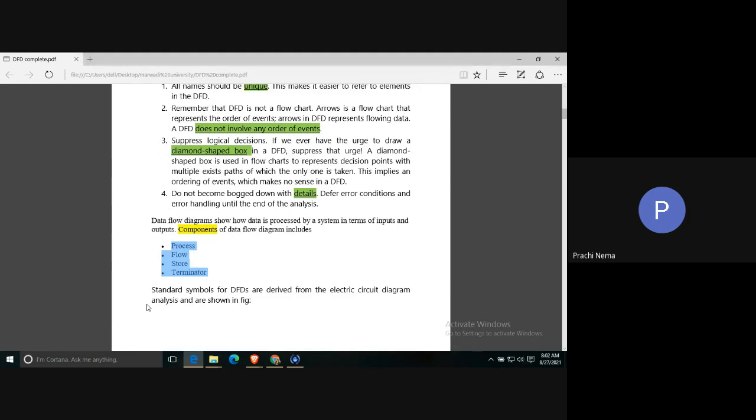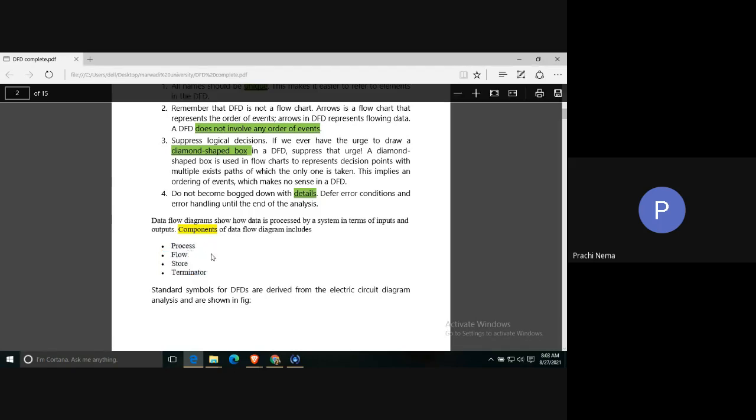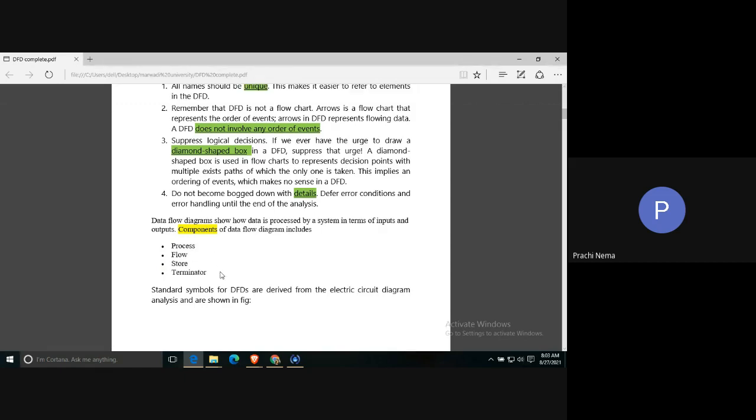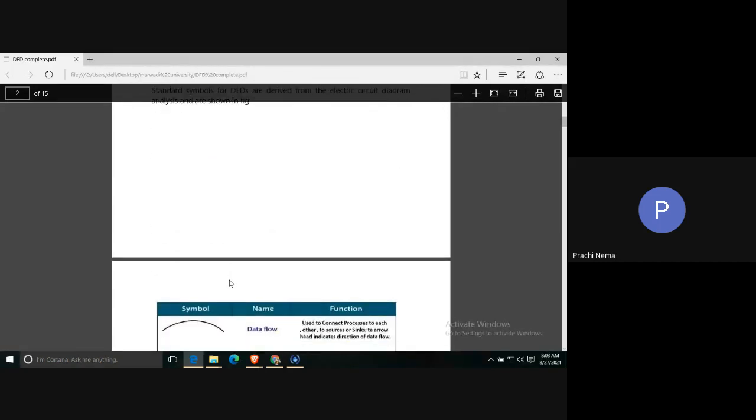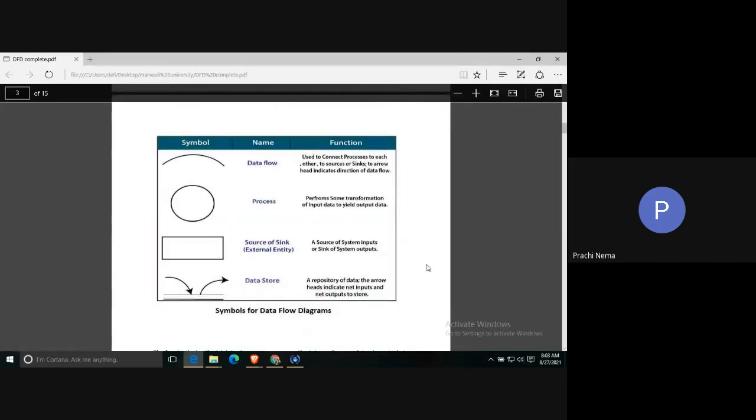And what are the symbols we use for these four components? How are we going to represent a process, the flow of information, the storage of data, and a terminator in a graphical way? For that we have some standard symbols for DFD, which are shown in this table.